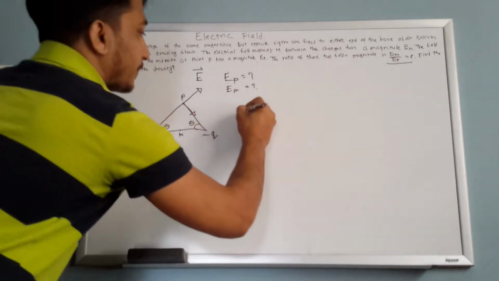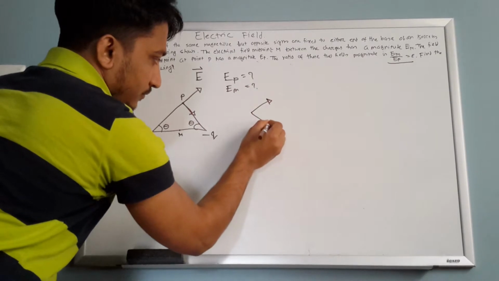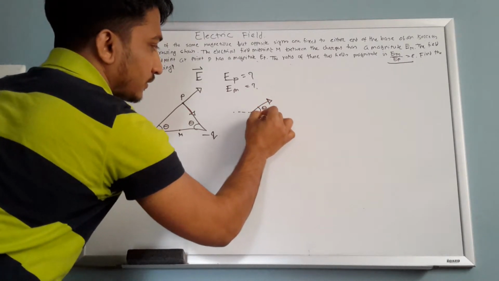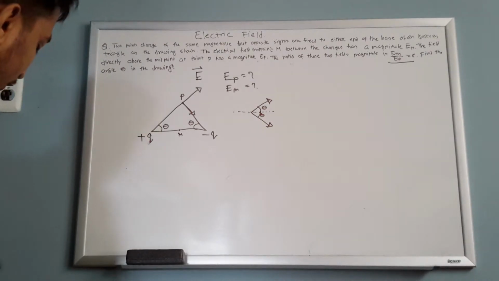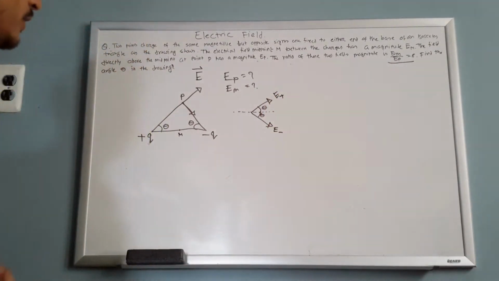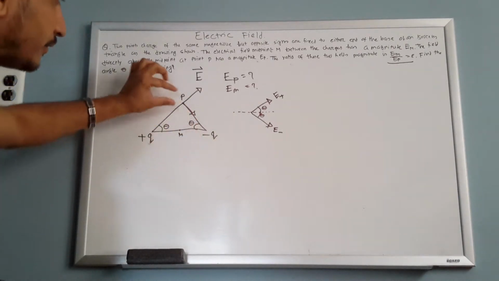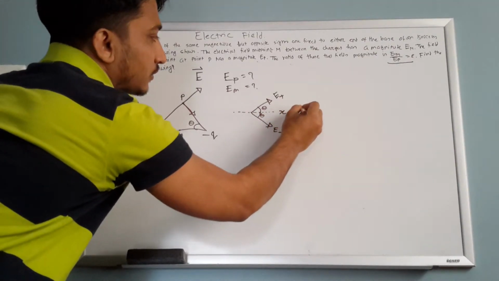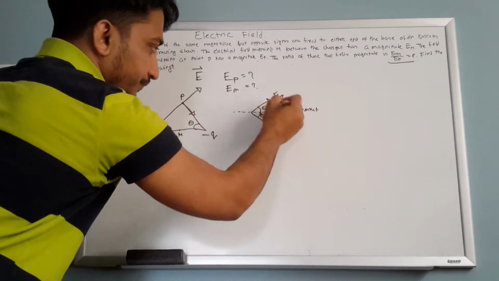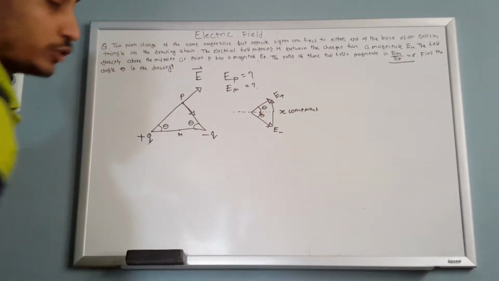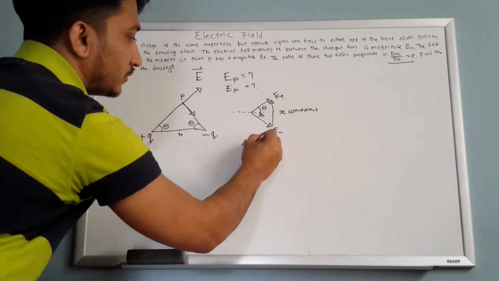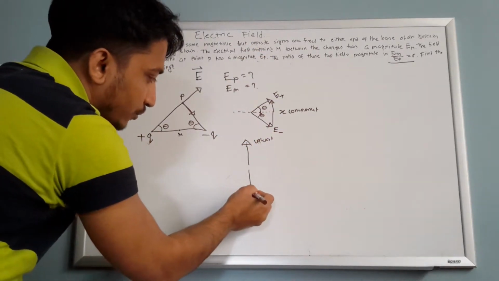So you can understand, I'm drawing that separately. We want to find the angle theta in there. For ease of understanding, this one is positive, so the electrical field is E plus, and this is E minus. Now look what happened. This is the X component for both, and these are the Y components, one for the positive charge and one for the negative charge. For the positive charge, the Y component is going upward. For the negative charge, the Y component is going downward.